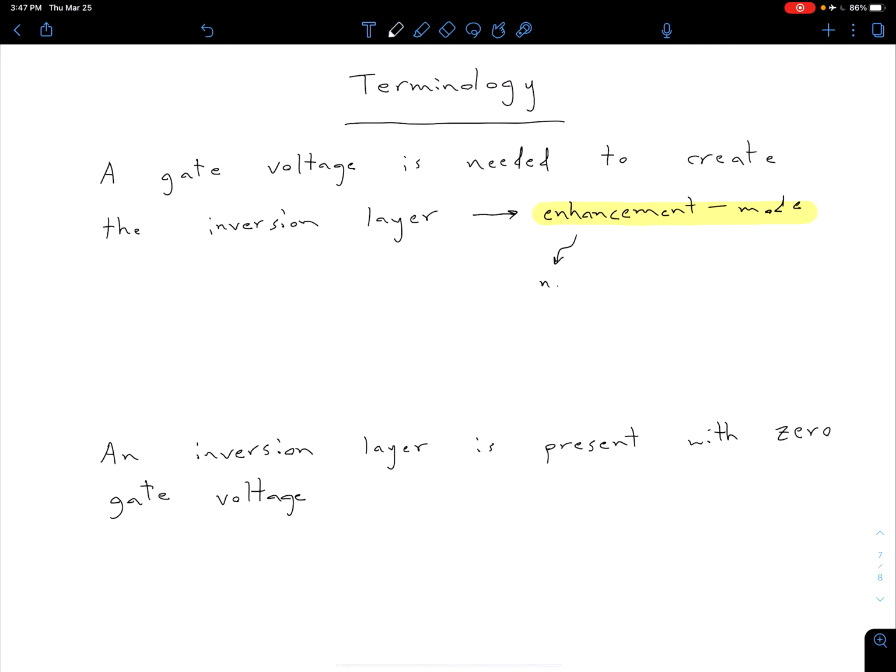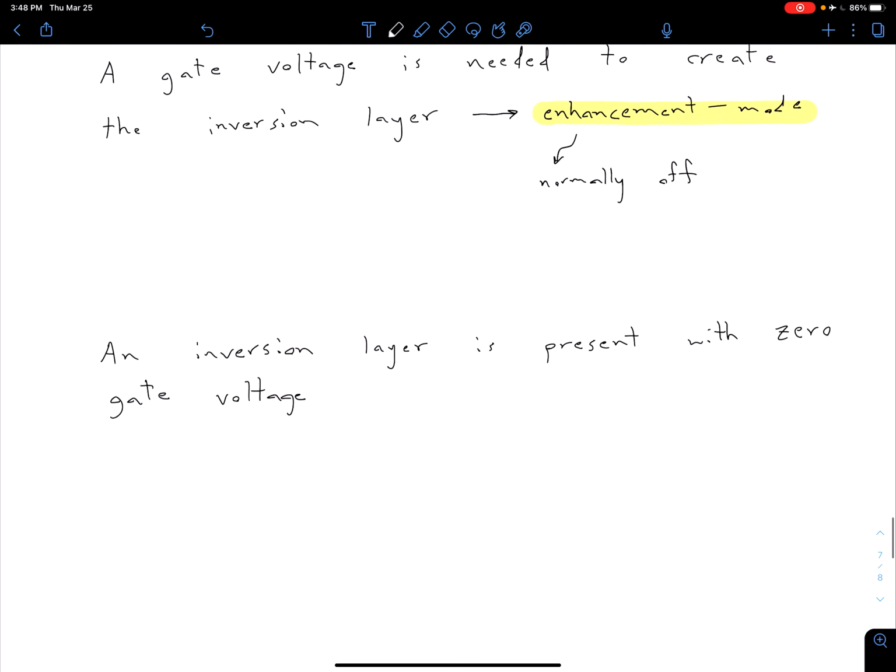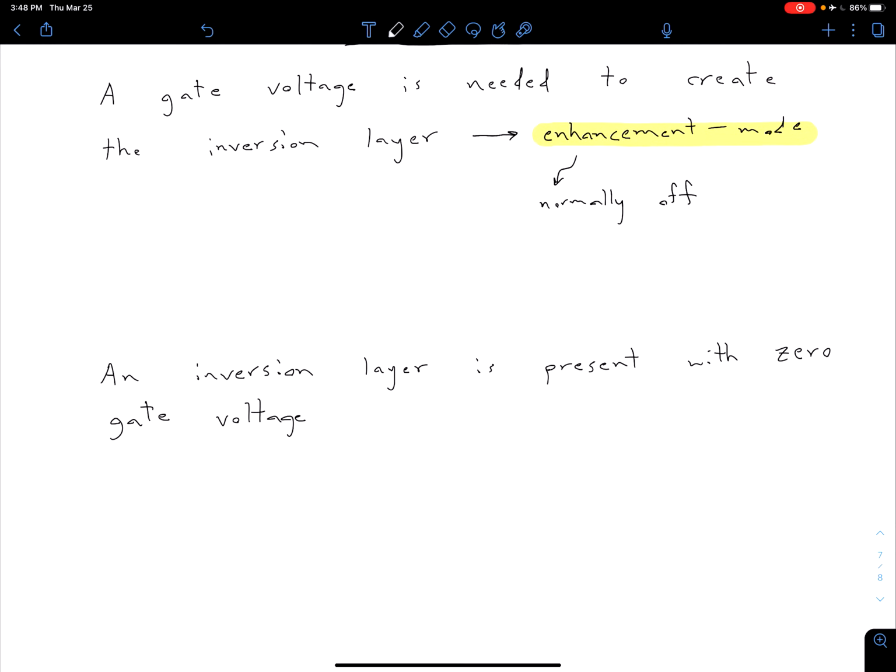And so typically this is what we're going to focus on in this class, because the reason we call that normally off is of course because we said an inversion layer is sort of creating that path between our two electron reservoirs, we called it, and we'll figure out a little bit more about that in the next video when we look at our MOSFET structure.